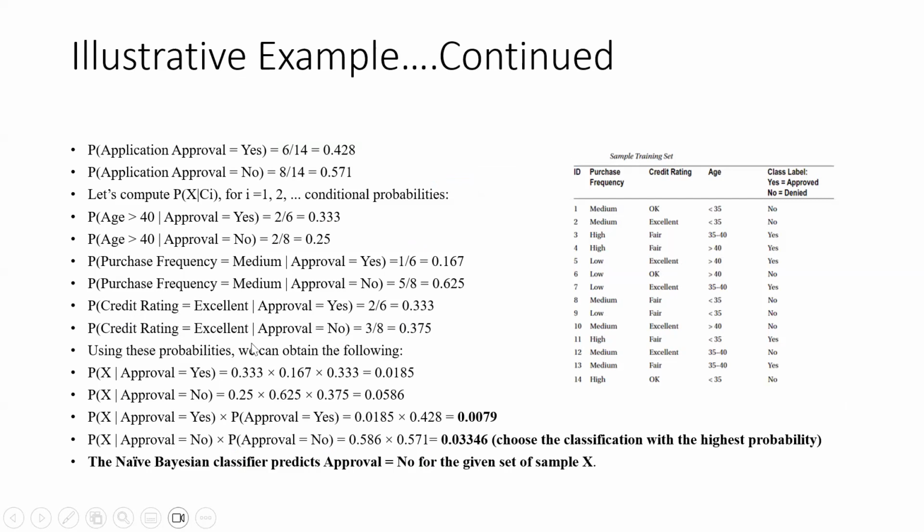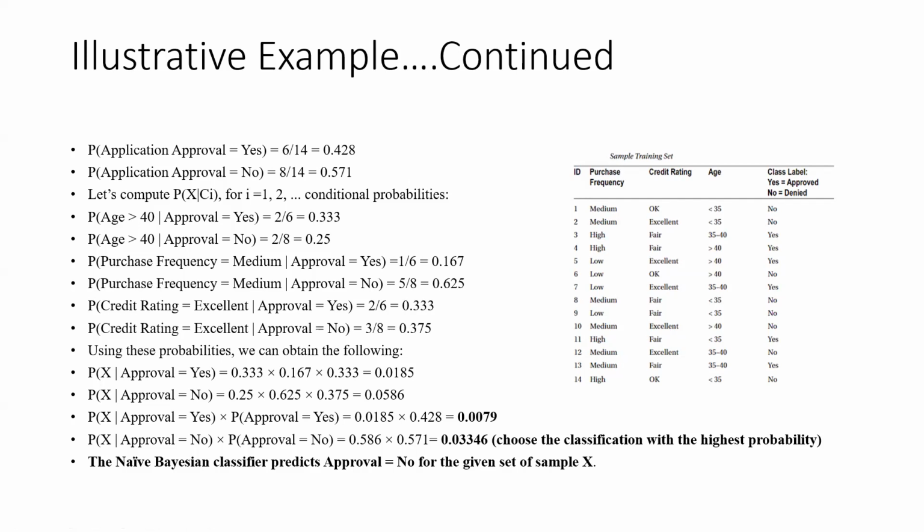Now, if a credit rating is excellent, given that approval is no, within the no's, we have 8. So how many excellents do we have for no? 3, 2, 10, and 12. So that gives us 3. So that's 3 over 8, which gives us a probability of 0.375. Are we okay up to now?